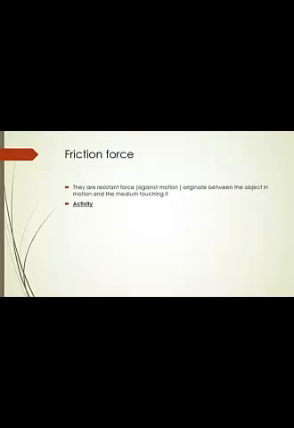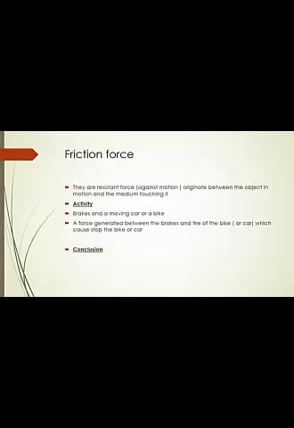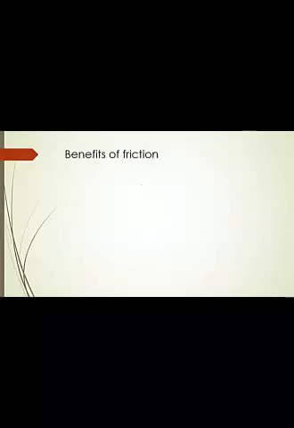To simplify it, take the brakes of a moving car or a bike: the force generated between the brake and the tire of the car to stop it is the friction force. Conclusion: friction between the object in motion and the ground, air, or surrounding medium generates the frictional or resistance force against the motion to resist it.